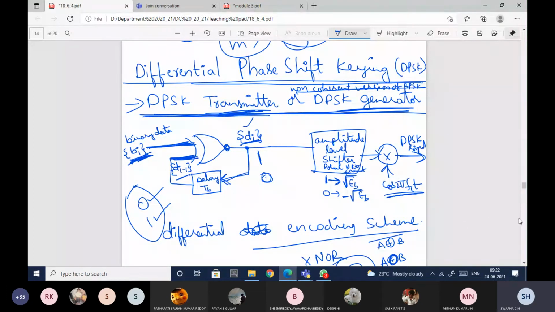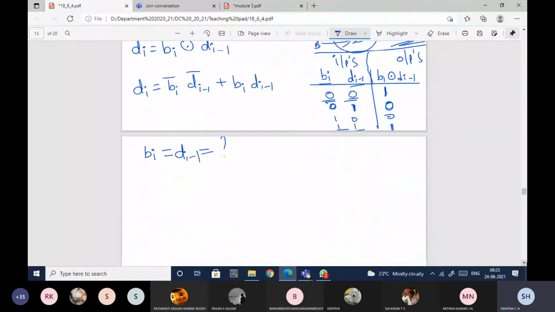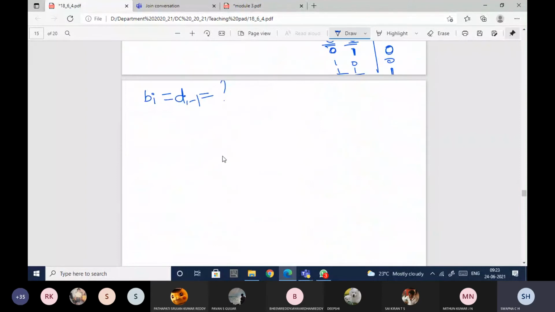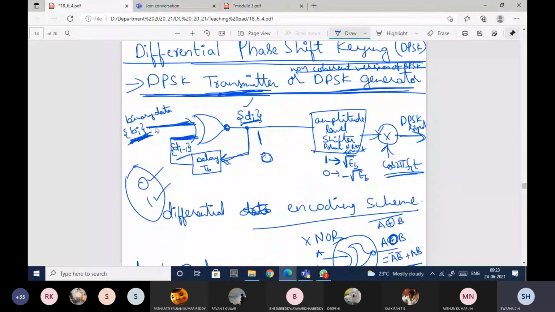So let me give it in the form of a tabular column also, to show what phase you are getting. Here, I'm telling you orally that when bi and di minus 1 are the same, the output is 1. When they are different, the output is 0. If I have a 1, I'll get root Eb. If I have a 0, I'll get minus root Eb.